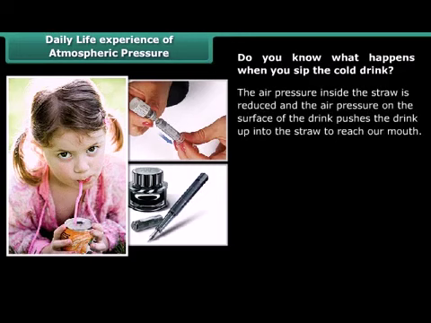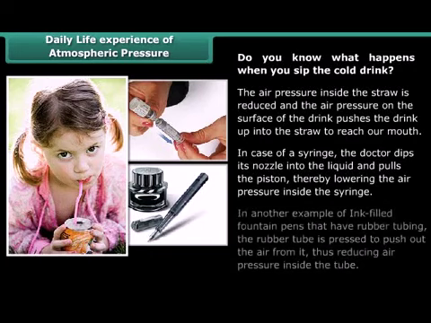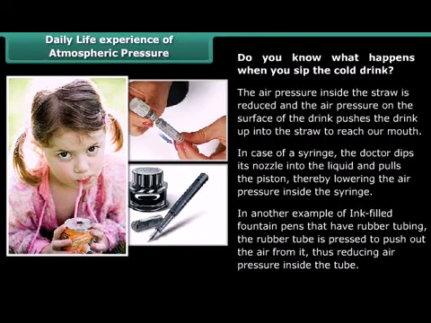The air pressure inside the straw is reduced, and the air pressure on the surface of the drink pushes the drink up into the straw to reach our mouth. In case of a syringe, the doctor dips its nozzle into the liquid and pulls the piston, thereby lowering the air pressure inside the syringe. Another example is ink-filled fountain pens that have rubber tubing. The rubber tube is pressed to push out the air from it, thus reducing air pressure inside the tube.